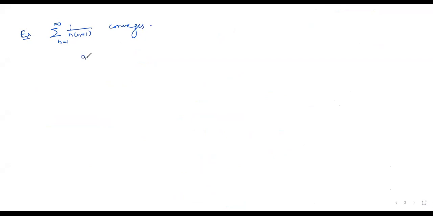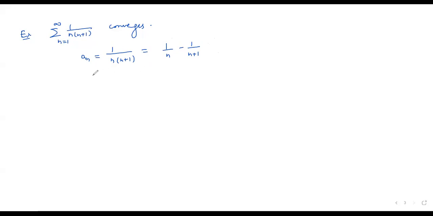So here an is equal to 1 by n into n plus 1. But this is the same thing as 1 by n minus 1 by n plus 1. Can you see this? This is an, because this would be n plus 1 minus n, and from there you get 1, and the denominator is the same. Anyway, we just broke it into its partial sums.